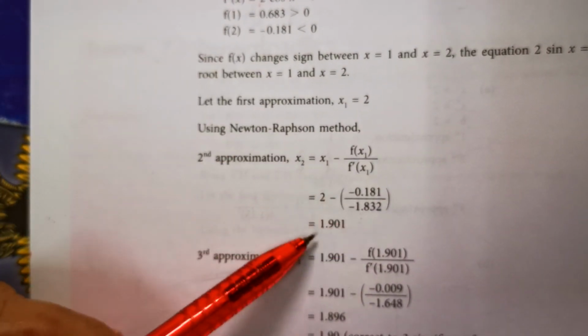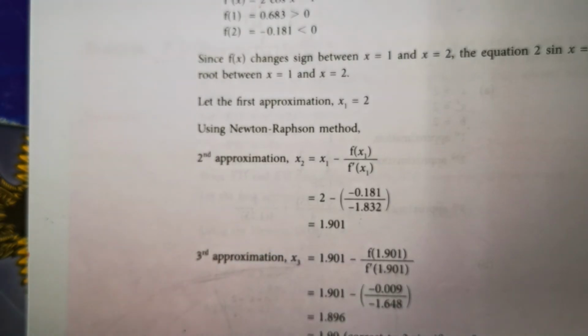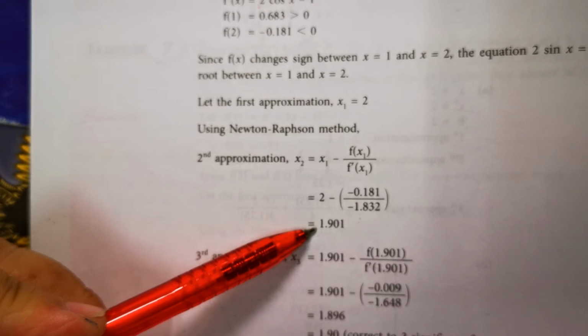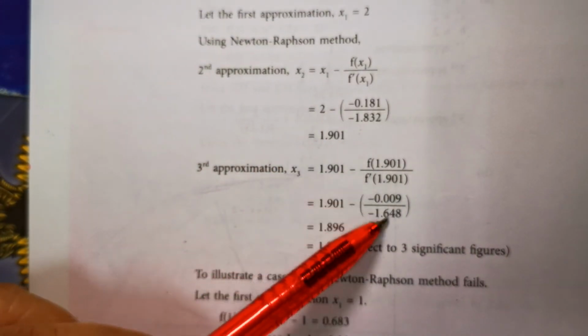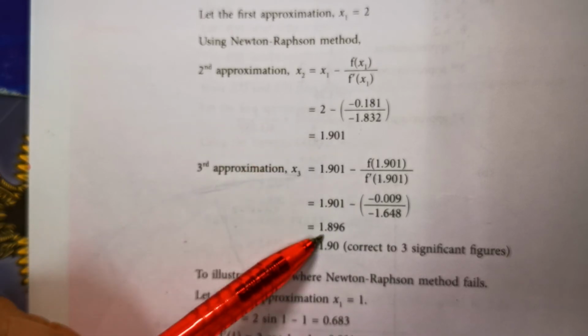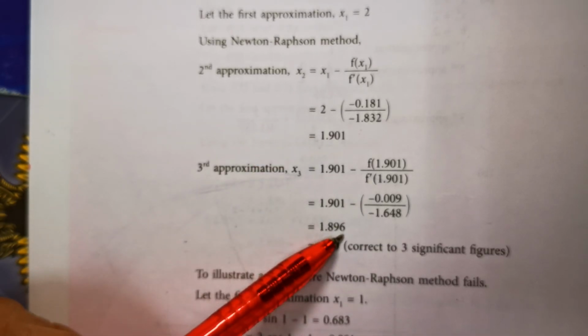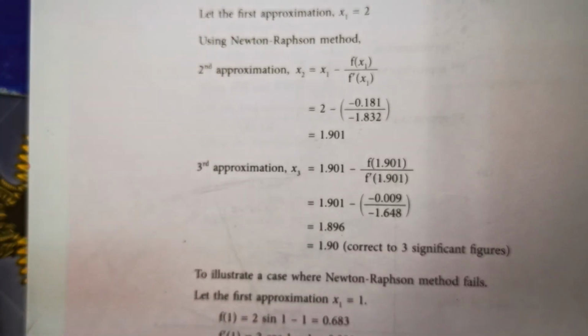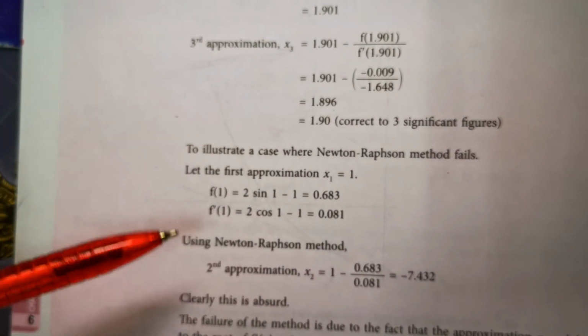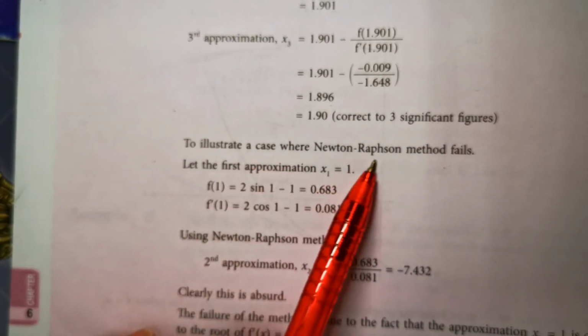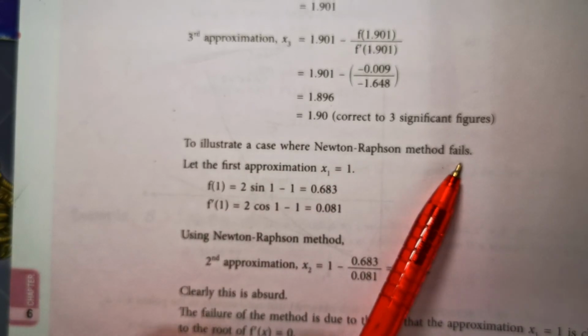So you get the answer, and because they want 3 significant figures, the example shows 4 significant figures. Then sub these 4 significant figures into the Newton-Raphson method again, and get another 4 significant figures. The question just wants you to find 2 more approximations, so you can stop here. So this next part is something extra, to illustrate a case where the Newton-Raphson method fails.